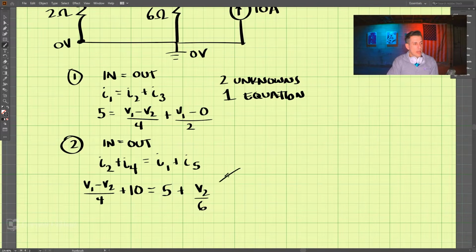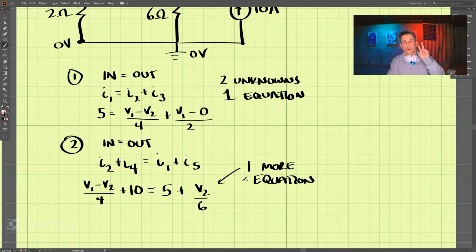Okay, so here we have 1 more equation. So now we have a total of 2 equations and 2 unknowns. We do not know V1 and we do not know V2. But we can solve these equations together and then come up with our answer. To solve these equations, we can use this first one, and let's multiply it by 4 to make it a little easier.